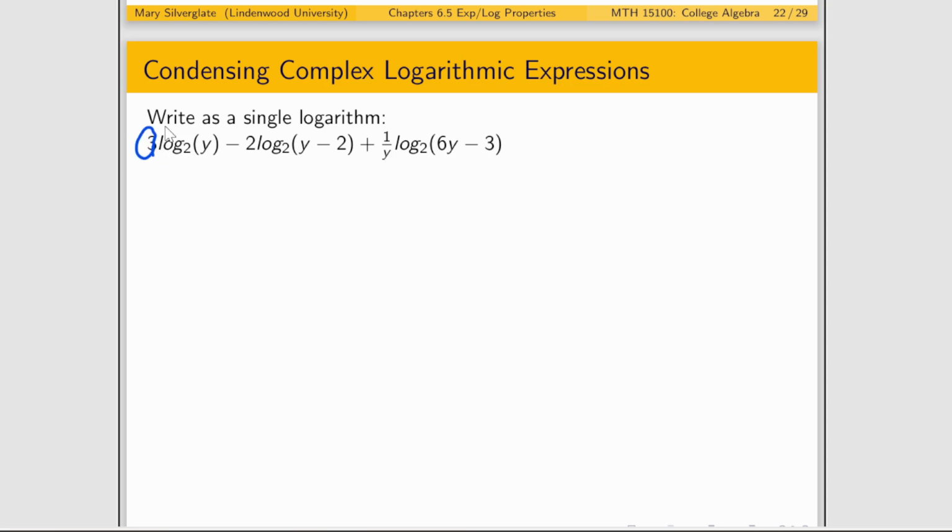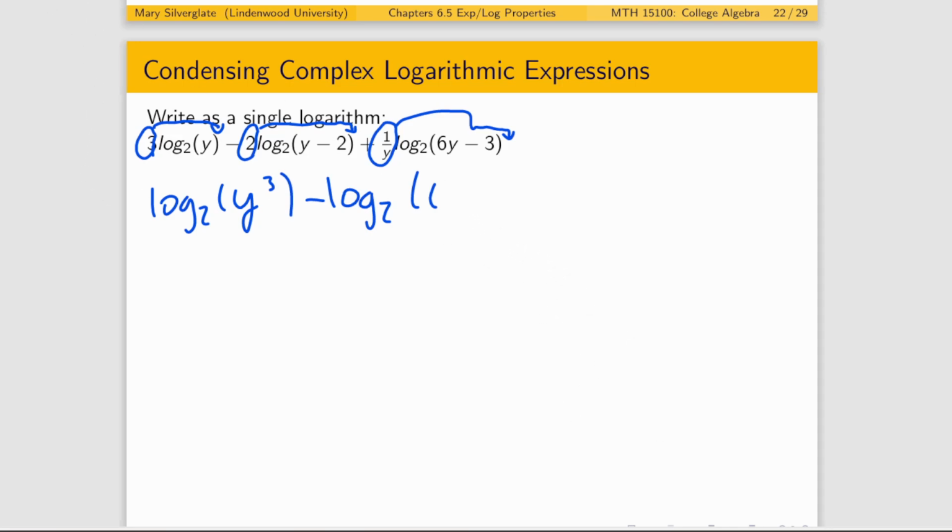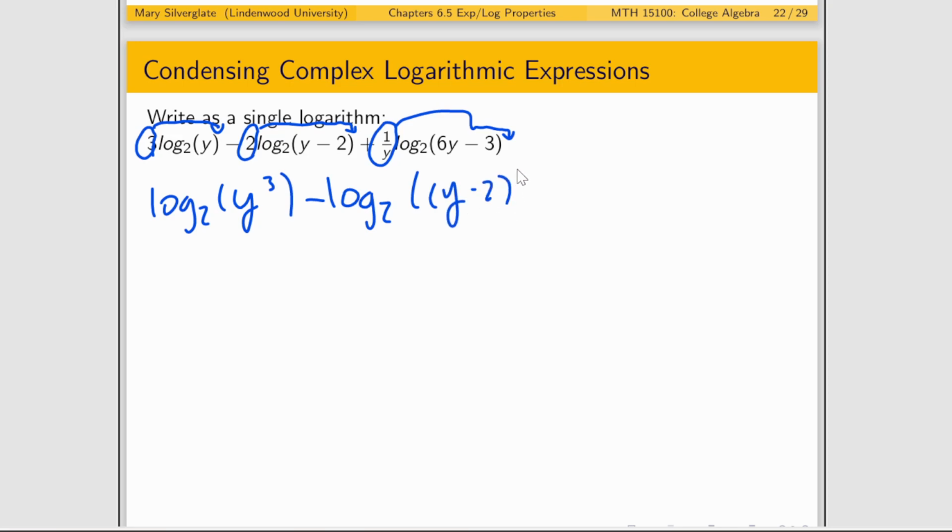So the first thing you want to do is make sure that you move any numbers on the outside of the log into those exponents. So we have log base 2 of y to the third minus log base 2 of (y minus 2) squared plus log base 2 of (6y minus 3) all to the 1 over y. Now we're ready to start combining these left to right.